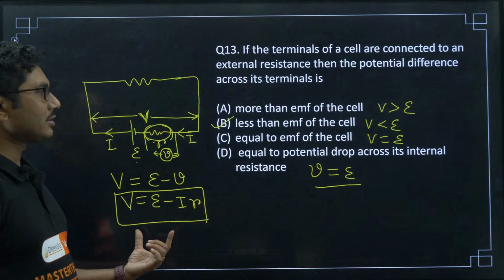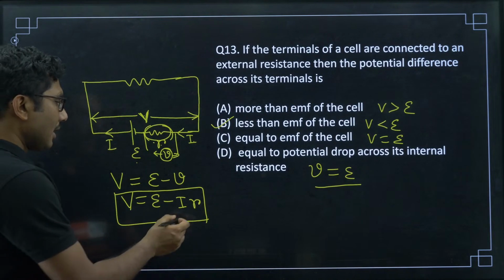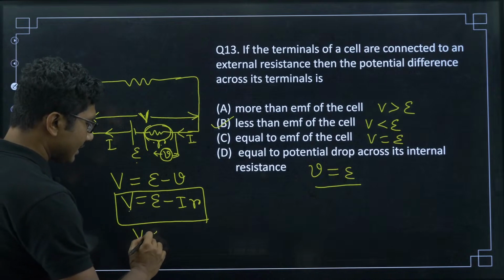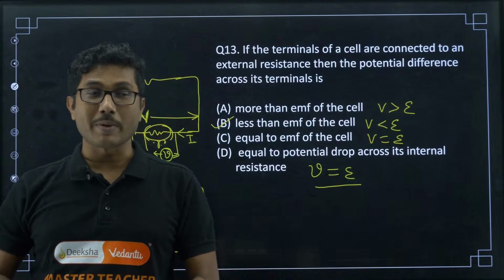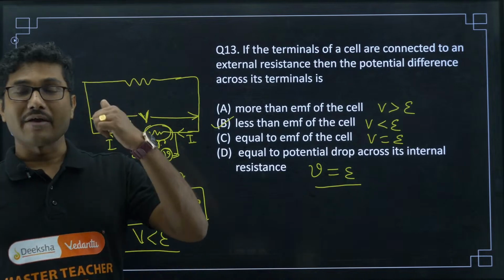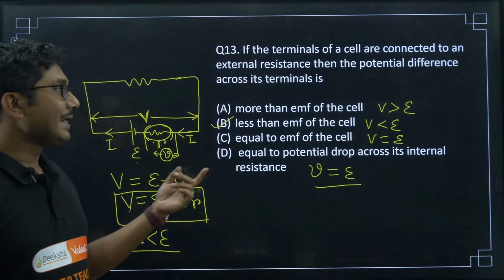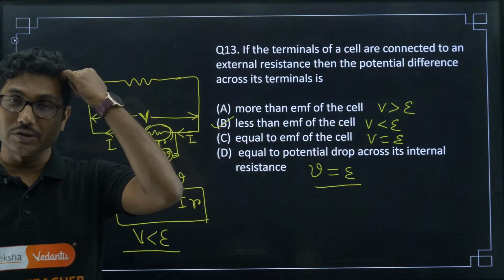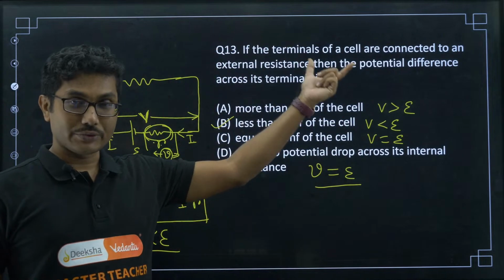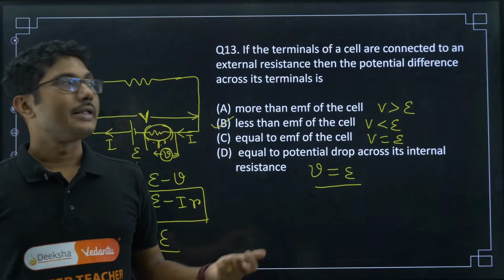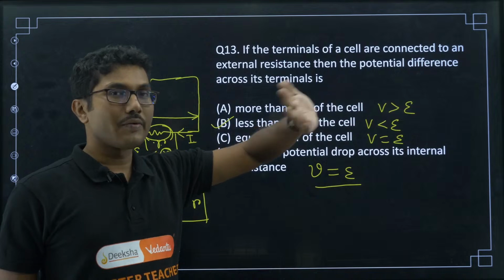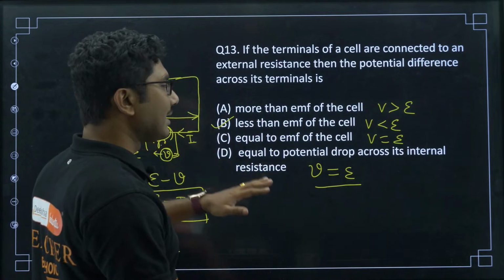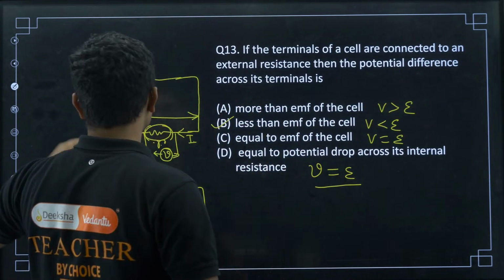Based on this we can say that V is always less than epsilon. At most, if it is an ideal cell having 0 internal resistance, then it can have V equals to epsilon. So if the same question was asked with an ideal cell, then it would be V equals to epsilon. Otherwise it will always be less than epsilon. Now an ideal cell is not possible, so obviously it will be less than epsilon.